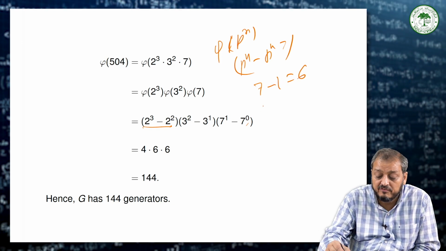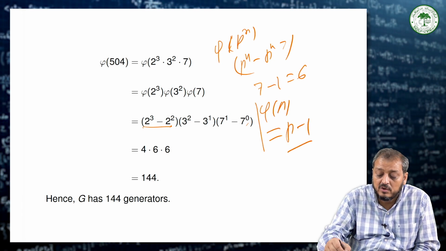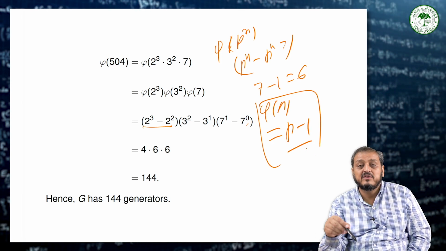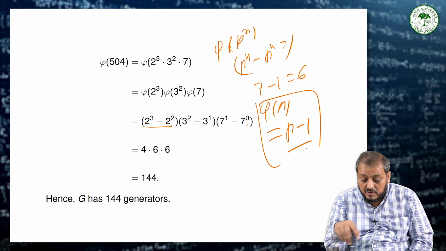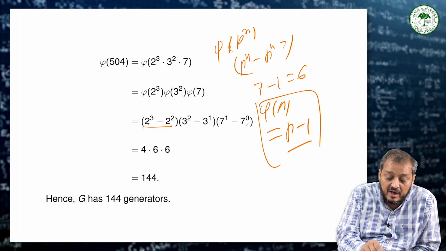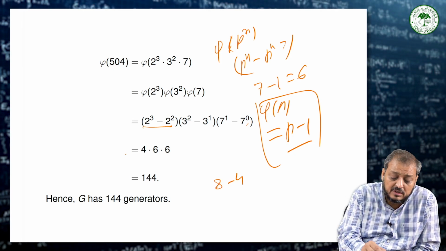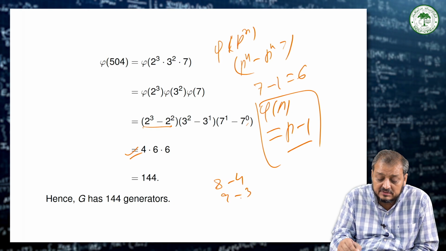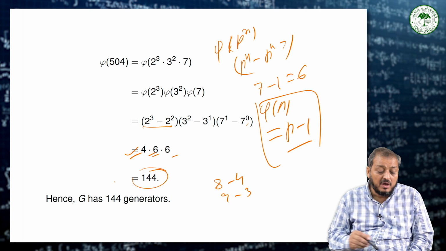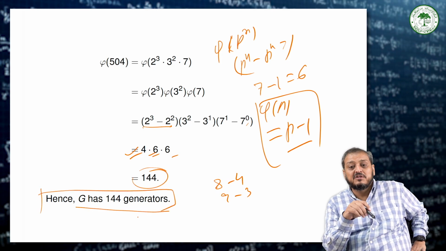We also know that phi of p is simply p minus 1, so the value of the Euler function phi of p is always equal to p minus 1. So we can simply write 2 to the power 3, that is 8 minus 4, equal to 4, then 9 minus 3 equal to 6, and the product is equal to 144. Hence G has 144 generators.